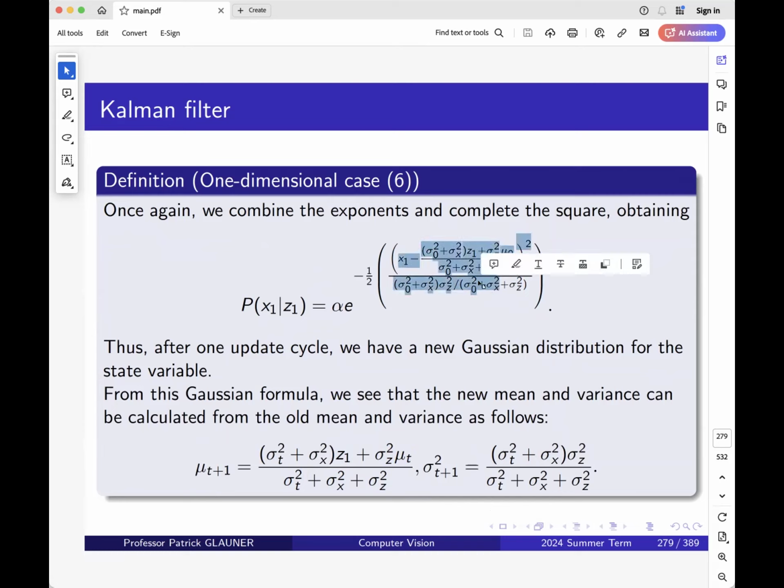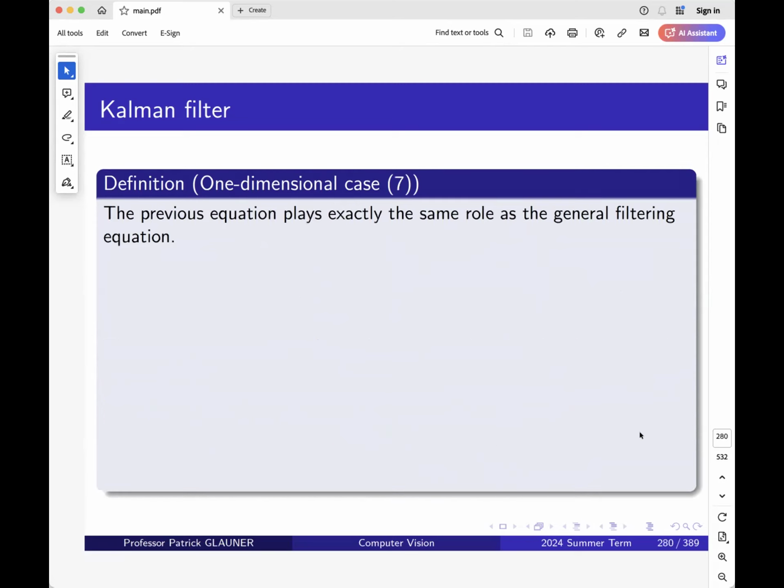As I said, deriving this is a little bit more tricky, but I only put in the result. When you complete the square, you get to there. And this is actually a very convenient feature of the Kalman filter, because using these Gaussian formulas, using completing the square and simplifying all of this a little bit, we see that the new mean and variance can be calculated from the old mean and variance.